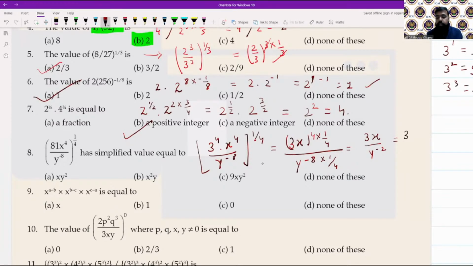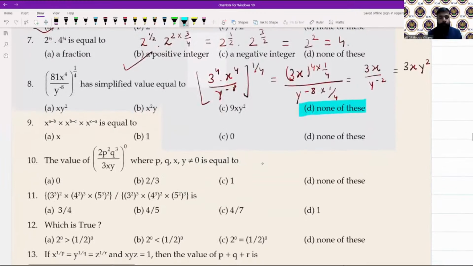So the result will be 3x. Y we can bring into numerator, so it is y square. So 3xy square is the correct answer. So we have to select none of these. None of these will be the correct answer. Okay. All right, everybody.